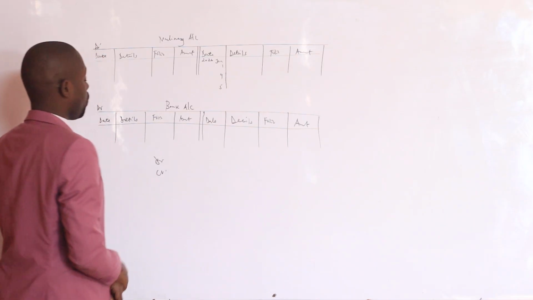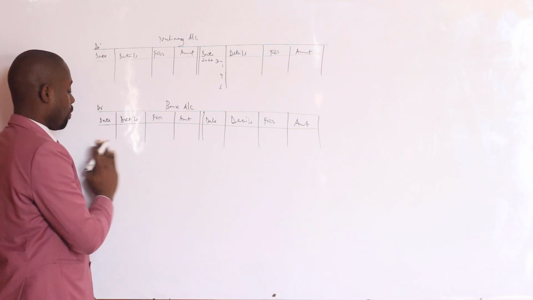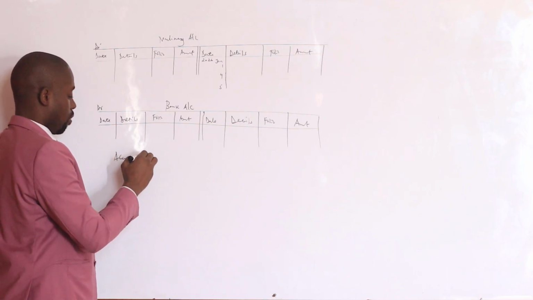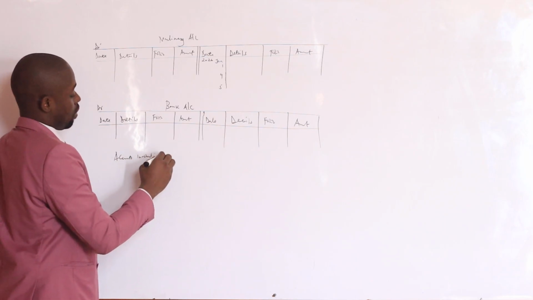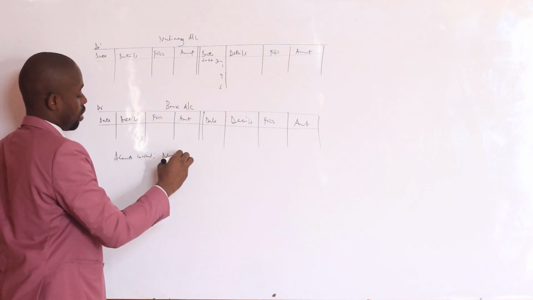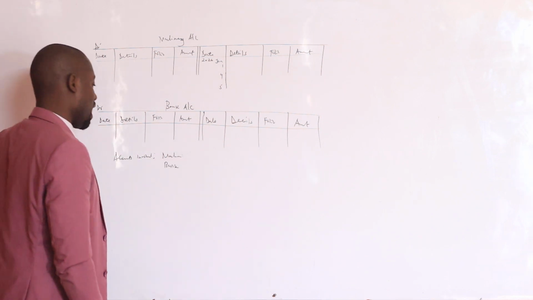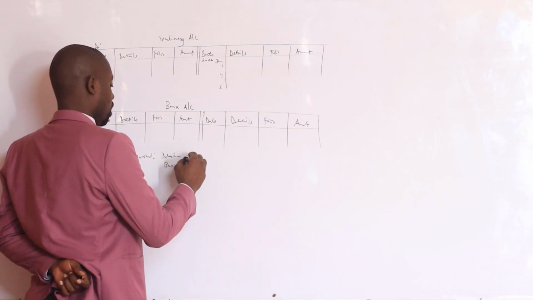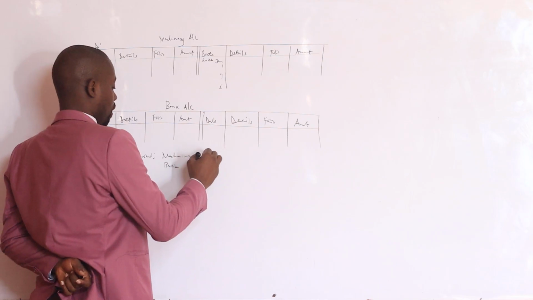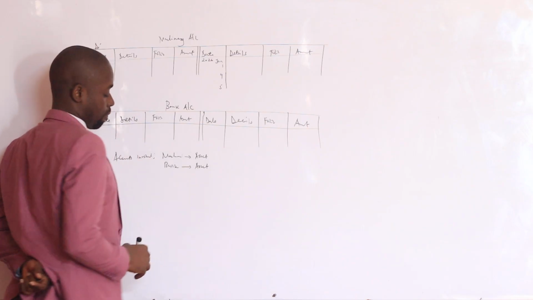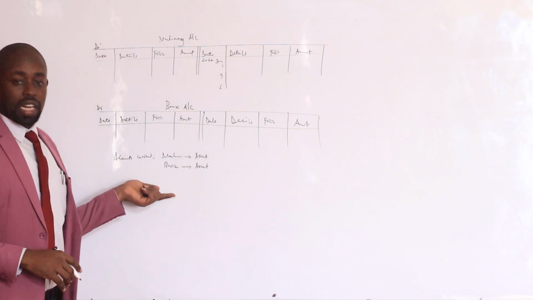The first thing we must ask ourselves is the accounts involved. Accounts involved, we have what? Machinery. Then we have bank. Number 2, what are they? Machinery is an asset, of course non-current. Bank is also an asset. So you must classify them.